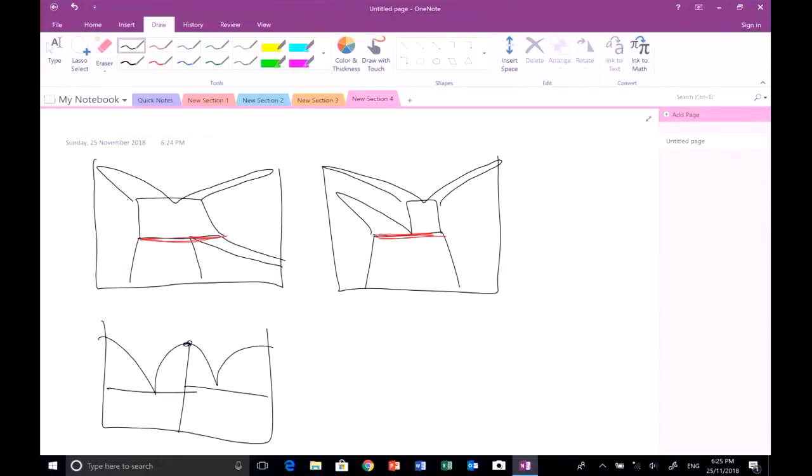What kind of melting point is that? What kind of melting behavior is that? Congruent melting. And what kind of melting behavior is that? Incongruent melting. Okay. Have I left anything off?